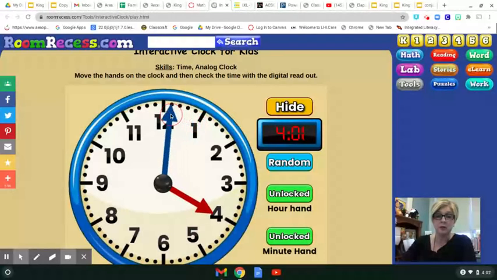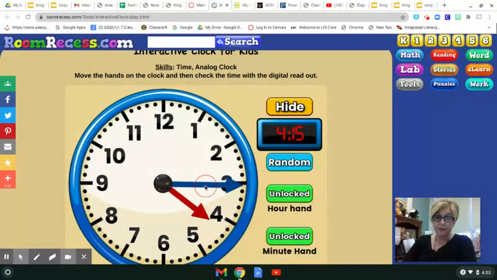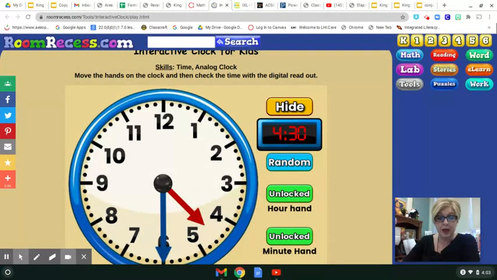So if we go back to 4 o'clock and we start counting by fives, we have 5, 10. Okay, now it's 4:10 if you look at the digital clock. 15. So at 4:15, the minute hand is on the 3. 4:20, the minute hand is on the 4. 25 and 30, like Mrs. Gannum mentioned. Okay, going on the left side of the clock, now it's 4:30. We're going to continue counting by fives.